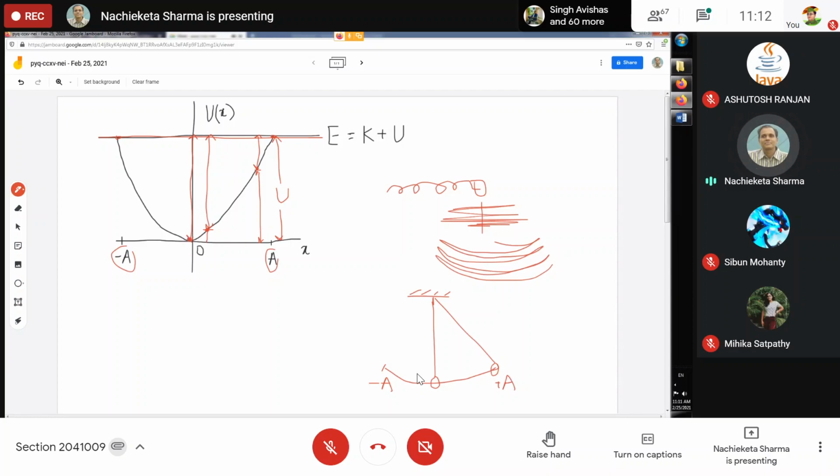And at the mean position, the entire energy is kinetic and the potential energy is zero. And for all other intermediary positions from 0 to A or 0 to minus A, the pendulum has different amounts of kinetic energy and potential energy, but the sum of the kinetic energy and the potential energy is a constant. That's why you are getting a straight line. This straight line is the graph of the total energy, K plus U. This curve is the graph of the potential energy. So this is what is called an energy diagram.